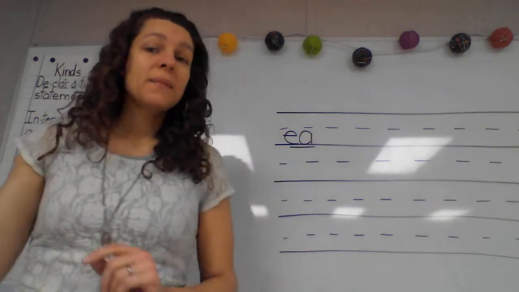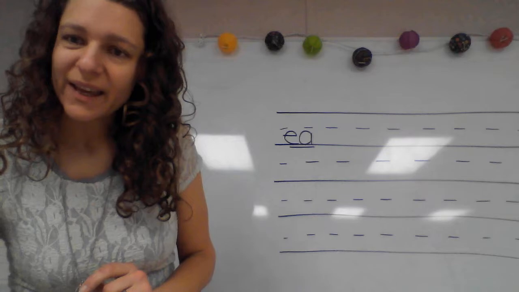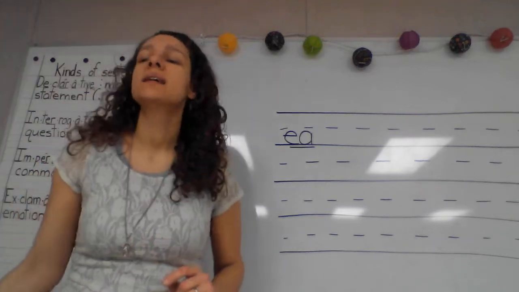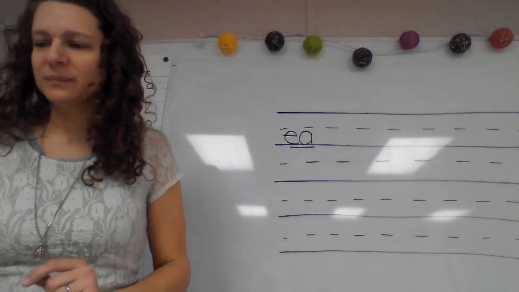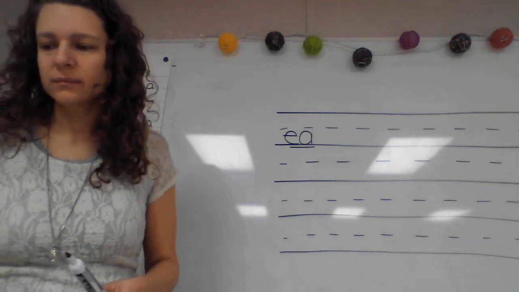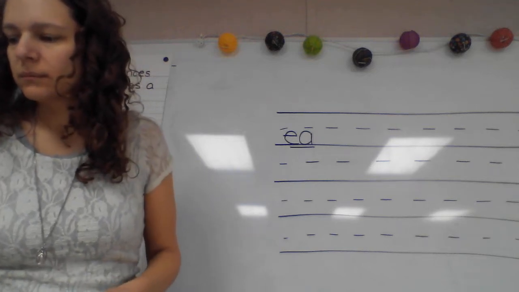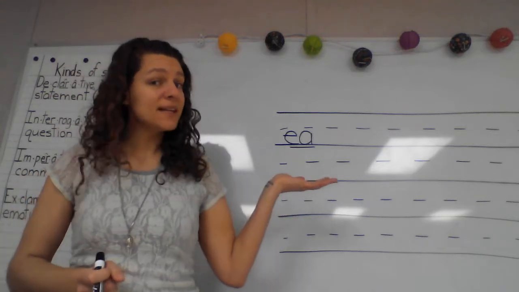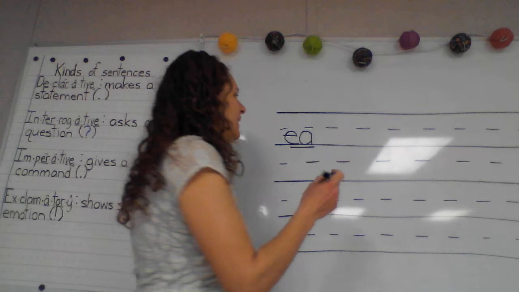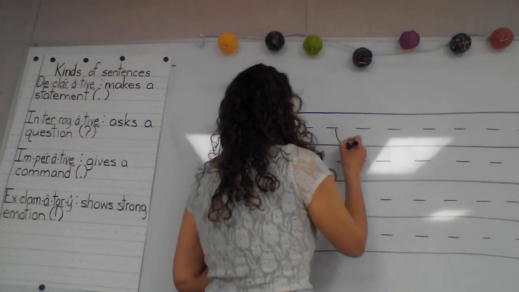Our next phonogram is Y-I-E. What are you going to write? Good, Y-I-E. Say it while you write it. All right, class, put your finger under that phonogram. What is it? Good, Y-I-E.